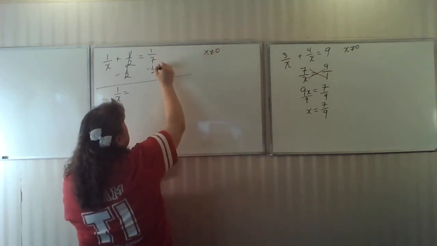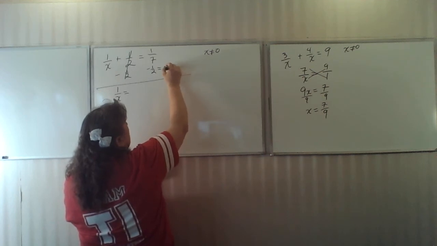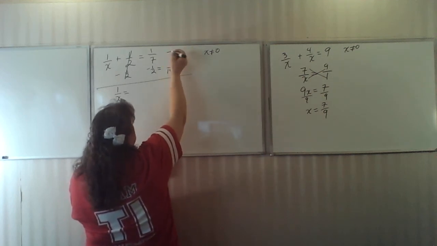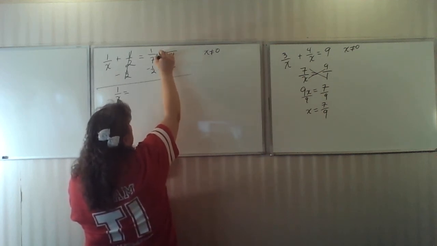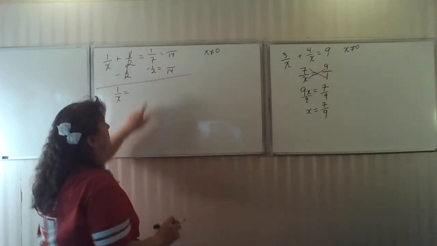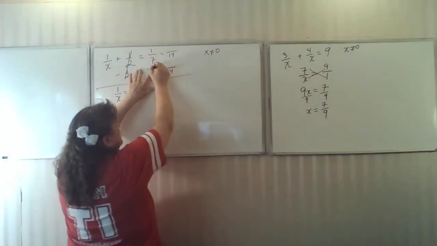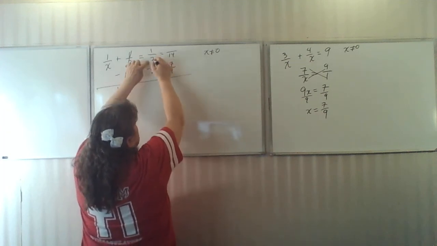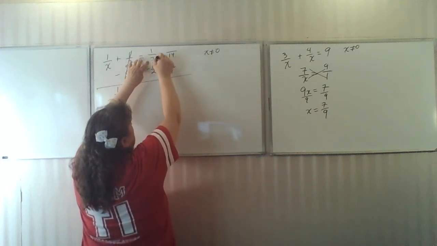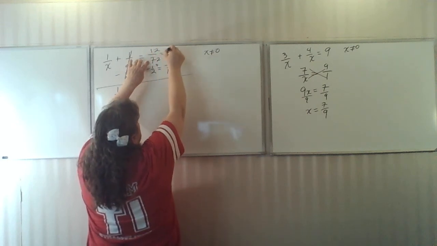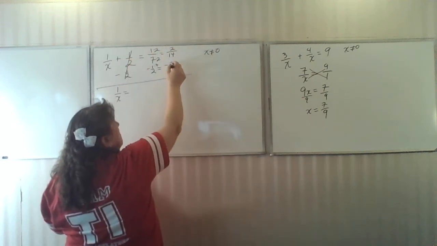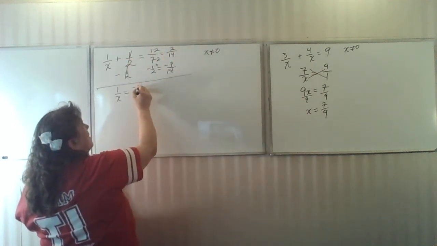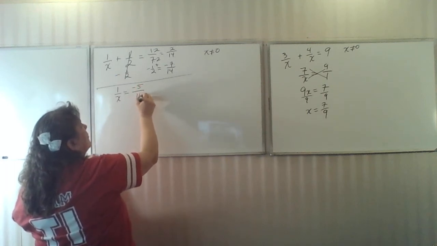So 14 is going to be my common denominator because 2 and 7 are both prime, so that's the only way we can get it. So 2 times 7 is 14, so therefore times 7 is a negative 7. 7 times 2 is 14, therefore that's a 2. Therefore 2 minus 7 is going to give you a negative 5 over 14.